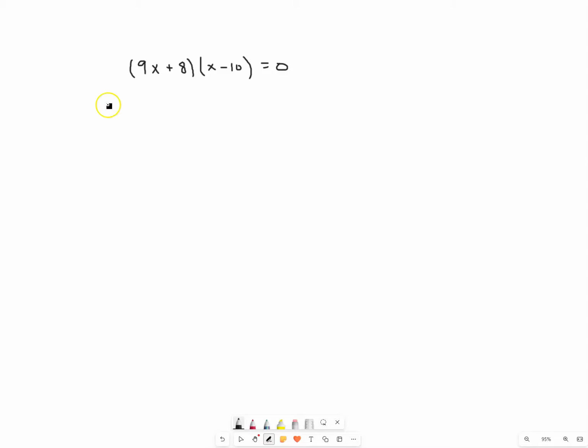So let's talk about what we have here. We have essentially two numbers multiplied together that give me 0. If you multiply two numbers together and get 0, at least one of those numbers has to be 0, right? So either 9x plus 8 has to be 0, or x minus 10 has to be 0. And we have to consider both cases.